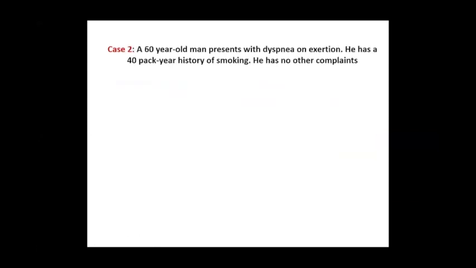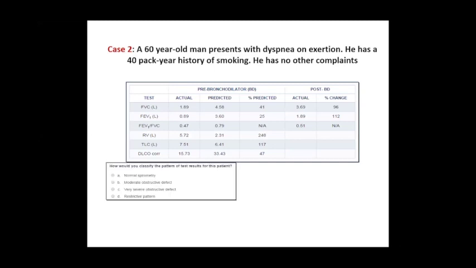If we go to the second case, a 60 years old man presents with dyspnea on exertion, he has a 40 pack-year history of smoking, and he has no other complaint. If we look at his lung function, first of all, as we just said, we will look at the ratio of FEV1 over FVC. The actual is 47%, which is obstruction. Then we will look at FEV1. FEV1 is 25%. 25% falls below 35%, which is very severe airway obstruction.